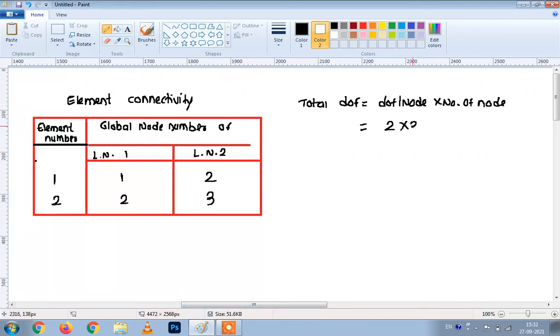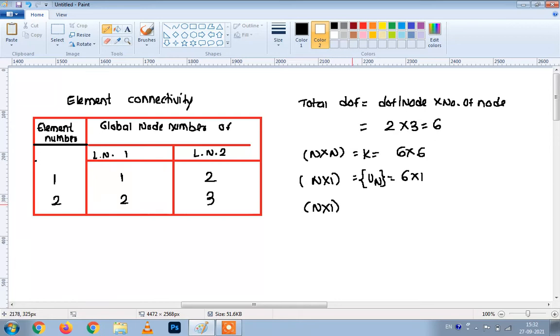So 2 into 3 is the value of 6, which is the total degree of freedom for this structure. So the value of global stiffness matrix, how we can find out? N by n. So it will be 6 by 6. The value of global nodal displacement vector is found out by n by 1, so it will be 6 by 1. And the value of global force vector is also found out by n by 1. So it will also be 6 by 1.